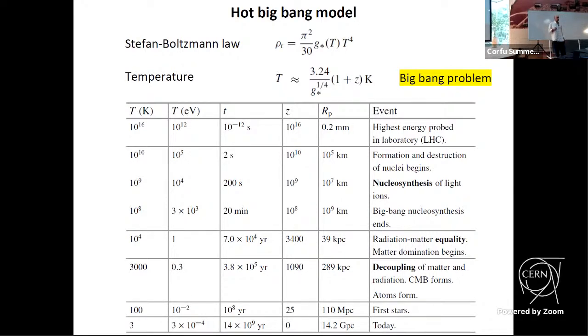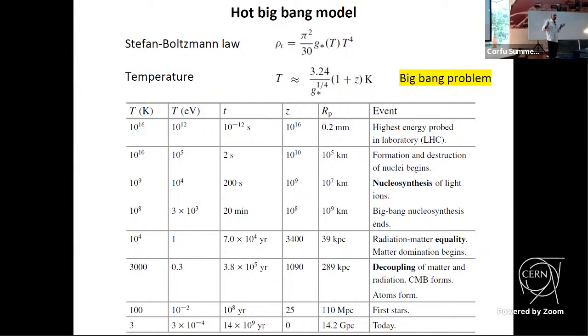It's very important because it gives very tight constraints on a number of parameters. So it's an important reference when you want to do cosmology. Radiation-matter equality, that's what I was talking about before. The age of the universe at that time was about 70,000 years, and its causal size was about 39 kiloparsecs. So it was about 4 times the size of a galaxy. So this is not the size of the universe.